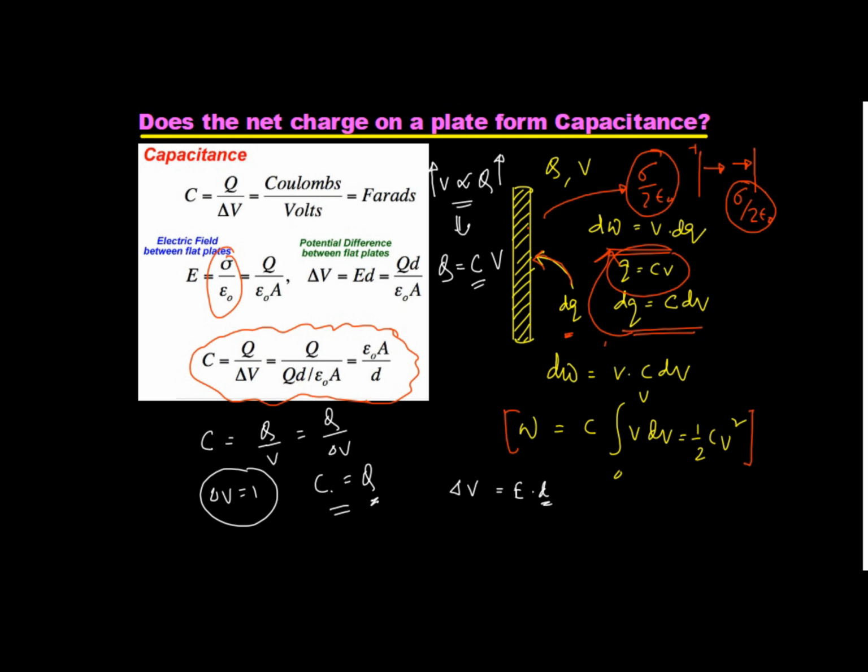Now the next question that comes to our mind: when I'm writing Q is equal to CV, what is Q? You will find many textbooks and many entrance books where it is casually written that Q is the charge on the plate. But is it so? Is the Q the charge on the plate that forms the capacitance? The simple answer is no. Let us see.